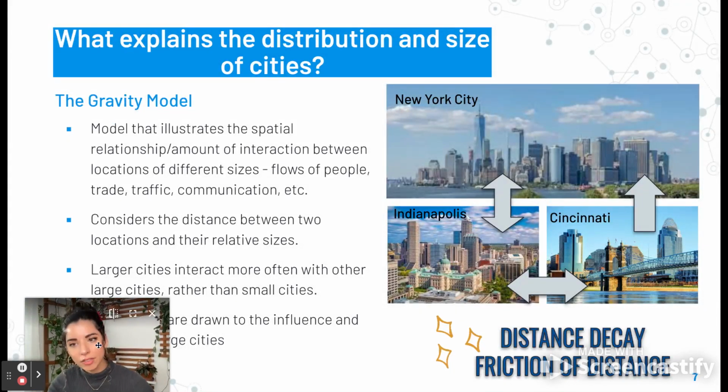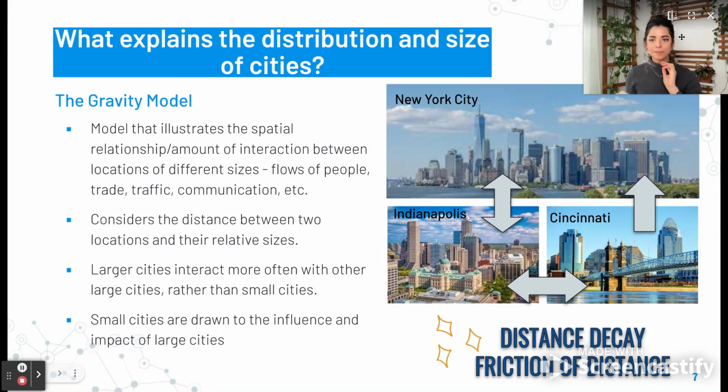And then finally, we have something called the gravity model. This relates back to some concepts from Unit 1. This model illustrates the spatial relationship, the amount of interaction between locations of different sizes. This includes the flows of people, trade, traffic, and communication. So this considers the distance between two locations and their relative size. So larger cities interact more often with other large cities rather than small cities. Small cities are drawn to the influence and impact of large cities.